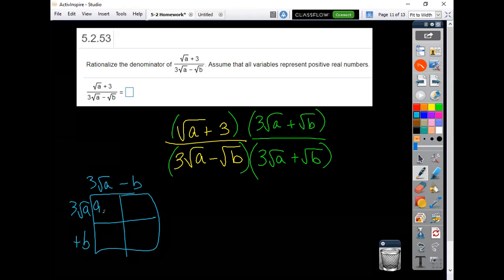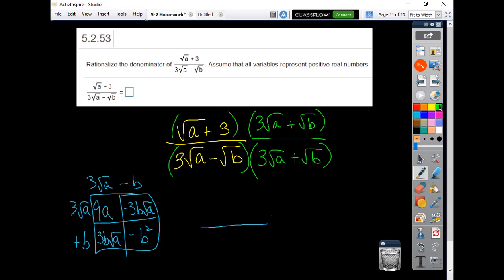3 times 3 would be a 9. Square root of a times square root of a would be like square root of a squared, which is a. This times this would be a negative 3b, and the square root of the a. Down here I have a positive 3b square root of a from this plus b times this 3 square root of a, and a negative b squared right there. So that's for the denominator.